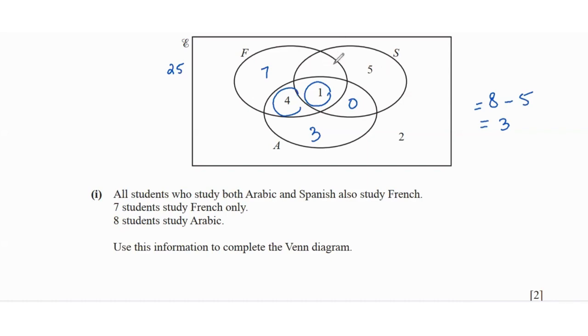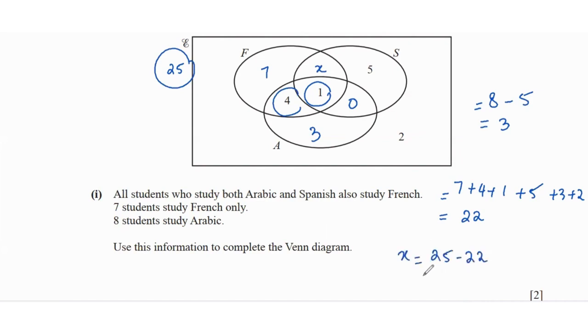Now, to find out if there's an intersection between French and Spanish, we add up all the values and see what the total is. So if we do 7 plus 4 plus 1 plus 5 plus 3 plus 2, that's going to equal 22. And the total we know is 25, which means this intersection does have a value. So x is going to be 25 minus 22, and that is 3. So the intersection between French and Spanish is 3.